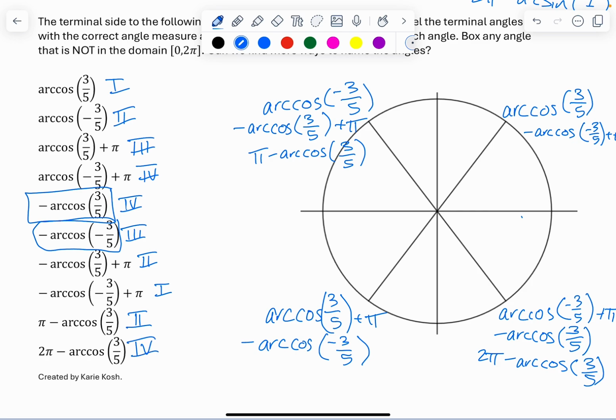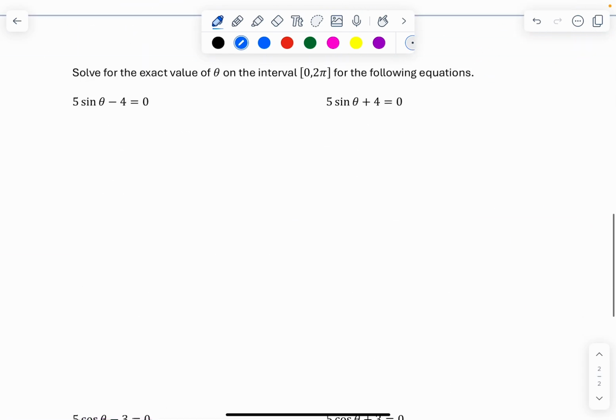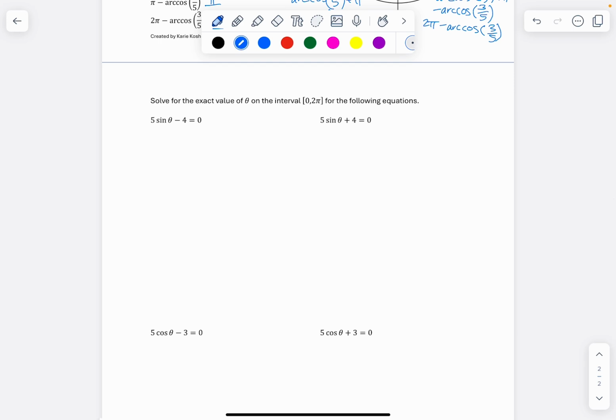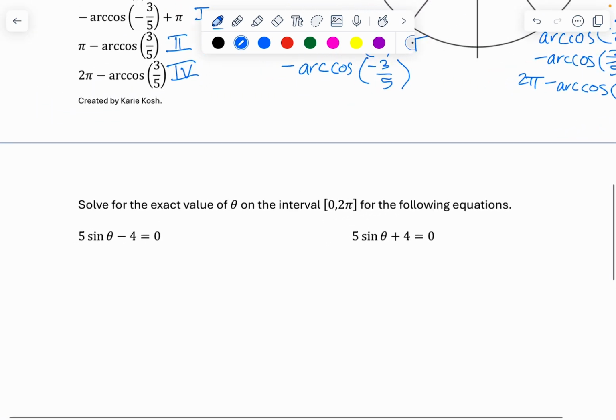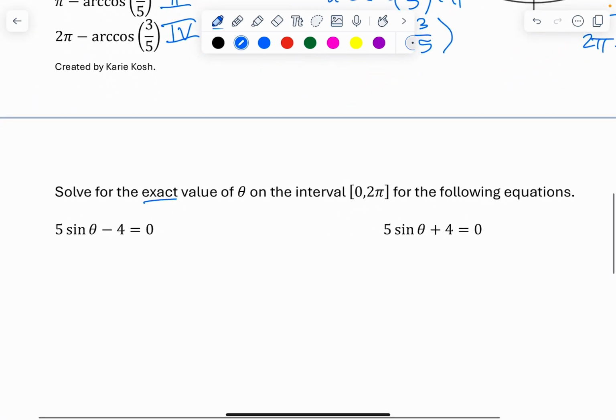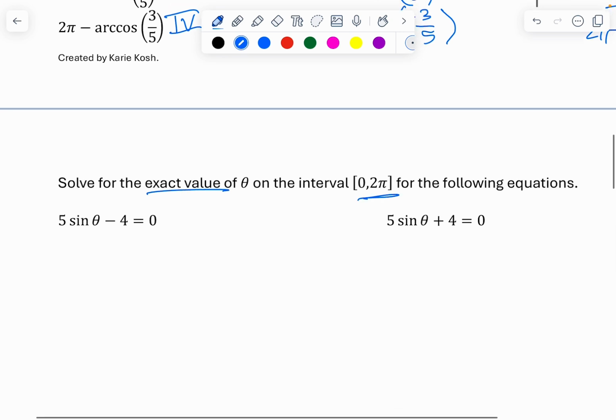I hope that's helpful. Okay, a little bit more. I just basically used those and wrote equations, but the directions are what matters here. It says solve for the exact value. That means we're not going to have decimals on this interval for the following equations.